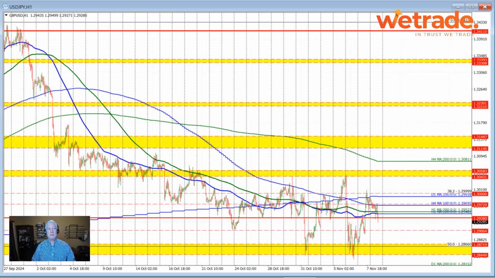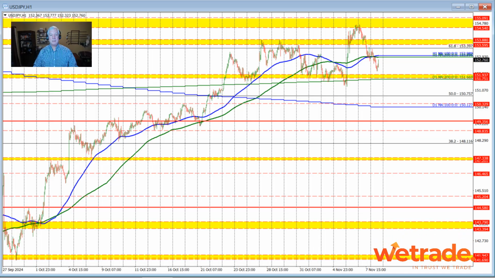Finally, let's take a look at the dollar versus yen, looking at this currency pair off the hourly chart. The price action in trading yesterday came down to these converged 100 and 200-hour moving averages. We actually broke through it toward the end of the day, tilting the bias more to the downside, but moved back above it in the Asian session, and we came back up to the 61.8% retracement.